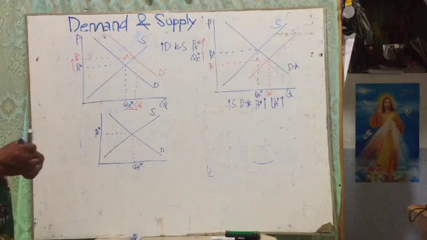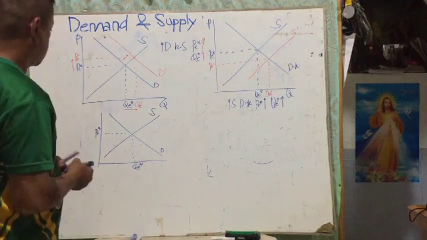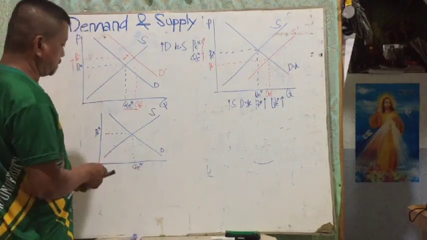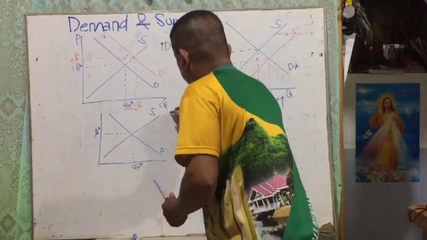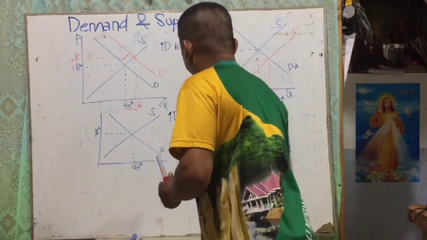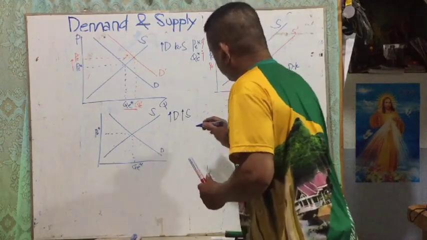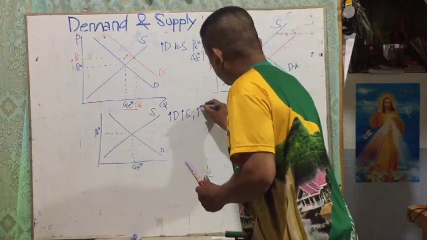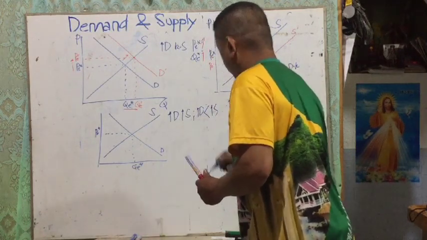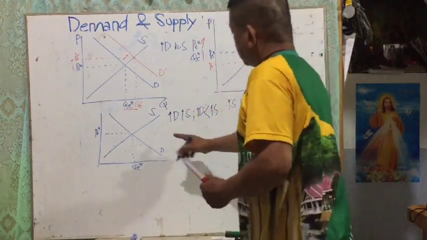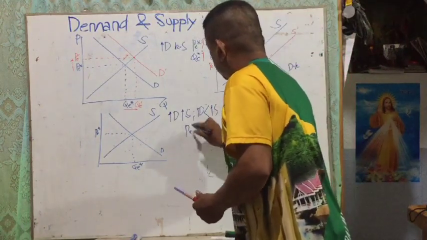Okay. Suppose it's harvest time, but still a lot of people are buying rice. So we say that there is a situation that demand increases. There is an increase in demand. And there is also an increase in supply because it's harvest. However, the increase in demand is less than the increase in supply. So what happens now to the equilibrium price and equilibrium quantity? This is now the question.